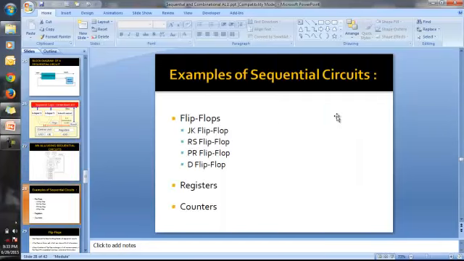The examples of sequential circuits are flip-flops. Among flip-flops we have the JK flip-flop, RS flip-flop, PR flip-flop, D flip-flop, and one more left out here, that is the T flip-flop. And apart from flip-flops we have registers and counters.